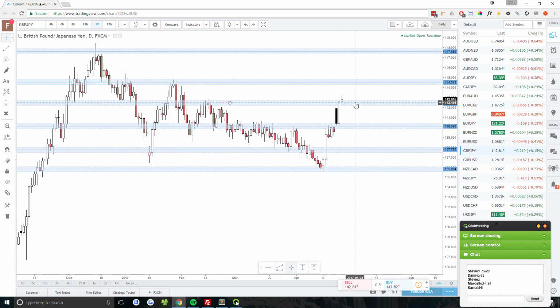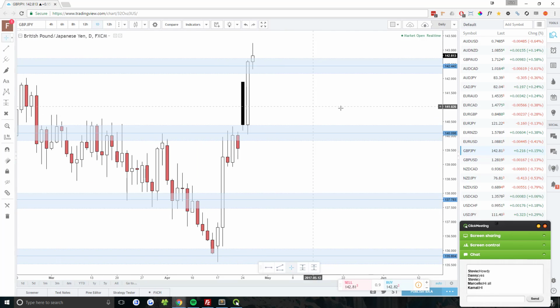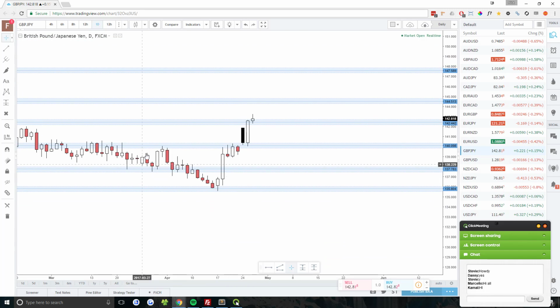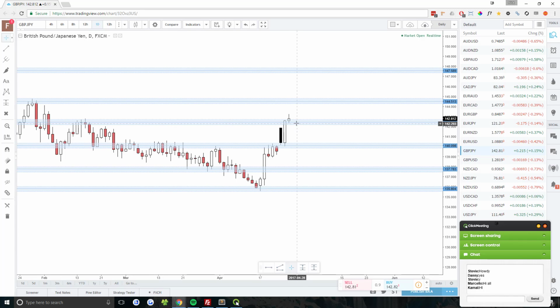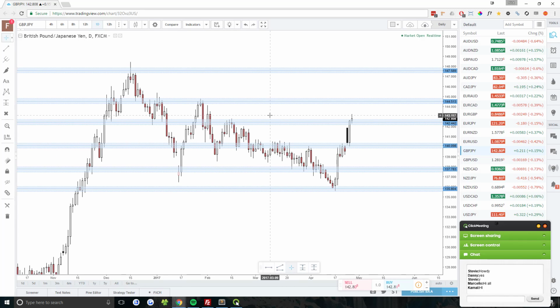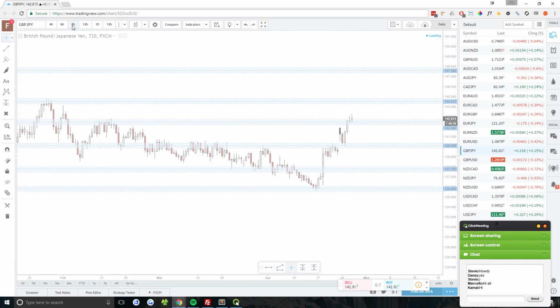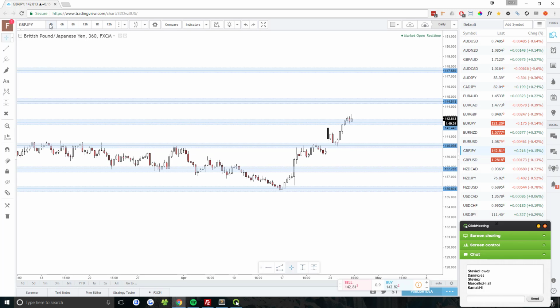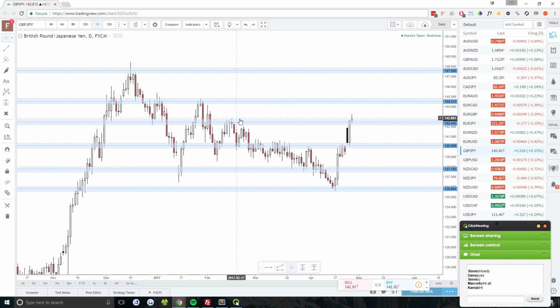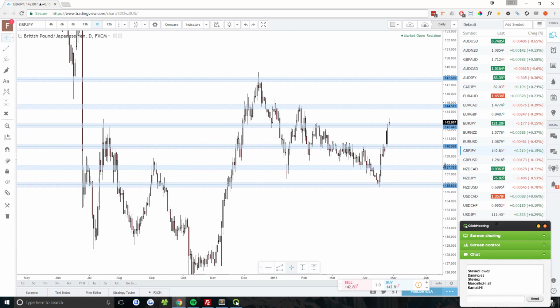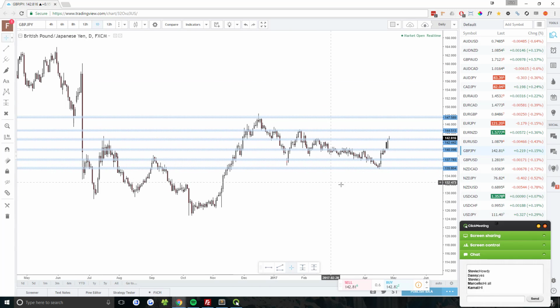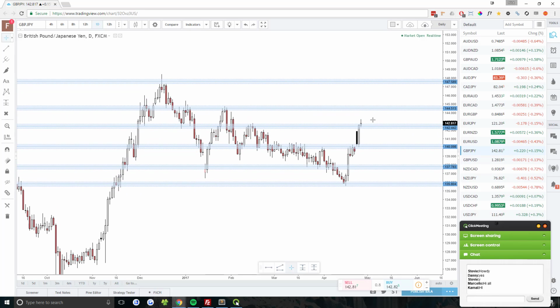GBPJPY. Okay, what? Ooh. All right, there was a gap with this, but the gap's closed, so I'm not too worried about crazy price action because of the gap. That looks quite good. It looks like a potential short setup is forming, is in the works. It's definitely stalling at this resistance area. Definitely stalling. Interesting. Let's keep a close eye on this.